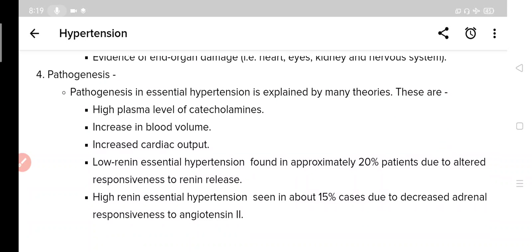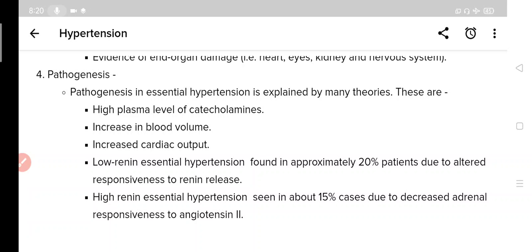Now pathogenesis of primary hypertension. There are many theories which explain pathogenesis, and we will just look at their names because it is out of scope to study them. Those are high plasma level of catecholamines, increase in blood volume, increased cardiac output, and then there are two more, that is low renin essential hypertension and high renin essential hypertension. Low renin essential hypertension is found in approximately 20% of patients, and it is due to altered responsiveness to renin release. And high renin essential hypertension is seen in about 15% of cases, and it is due to decreased adrenal responsiveness to angiotensin 2.